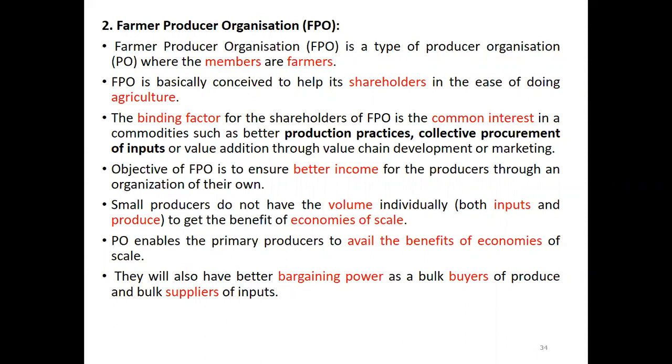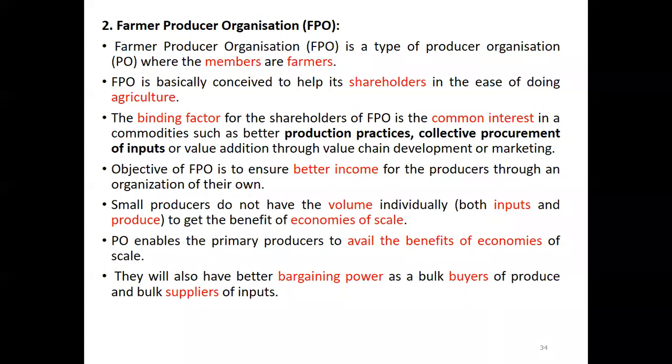Okay, the objective of FPO is to ensure better income for the producers through an organization of their own, खुद का industry है, so that they can save certain amount of money. Small producers do not have the volume individually, both inputs and produce, to get a benefit of economies of scale. So economies of scale का benefit नहीं मिलेगा if the person is a small producer.